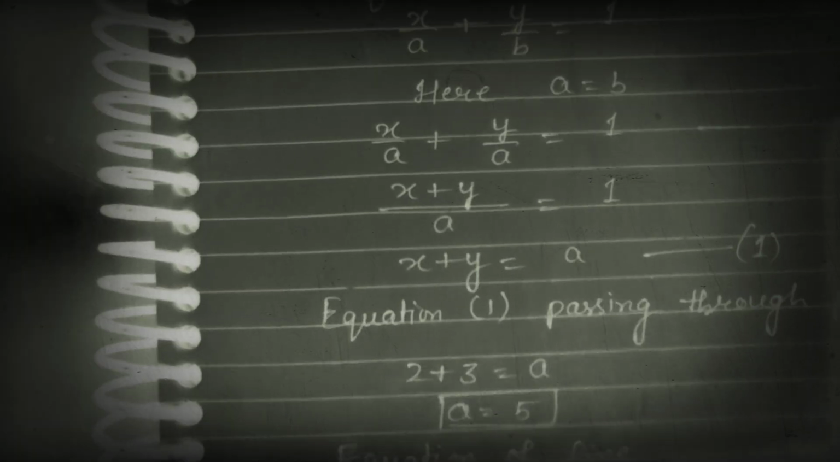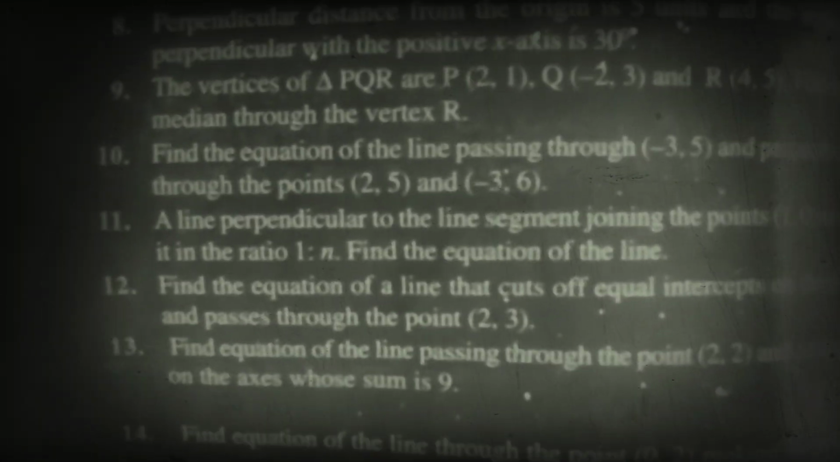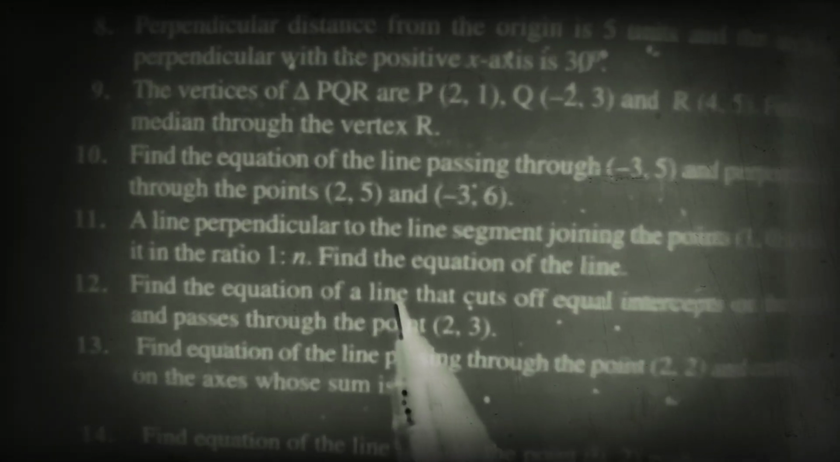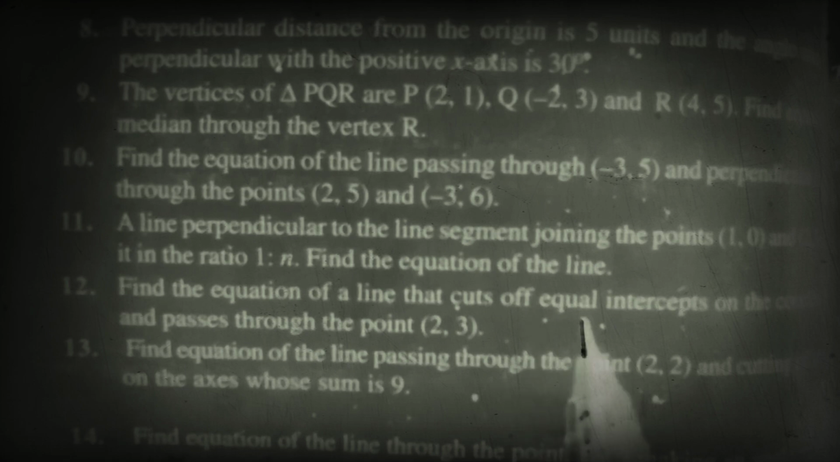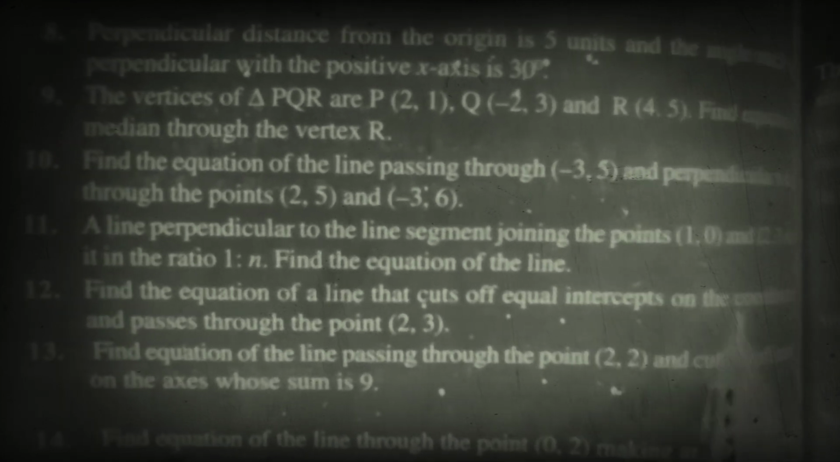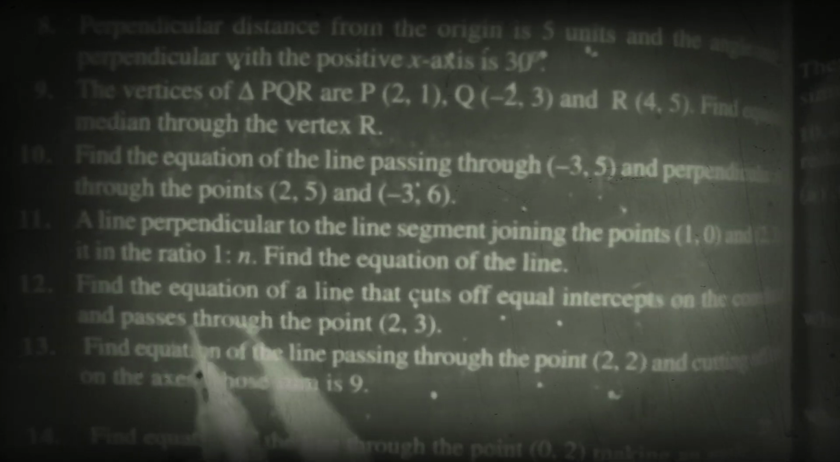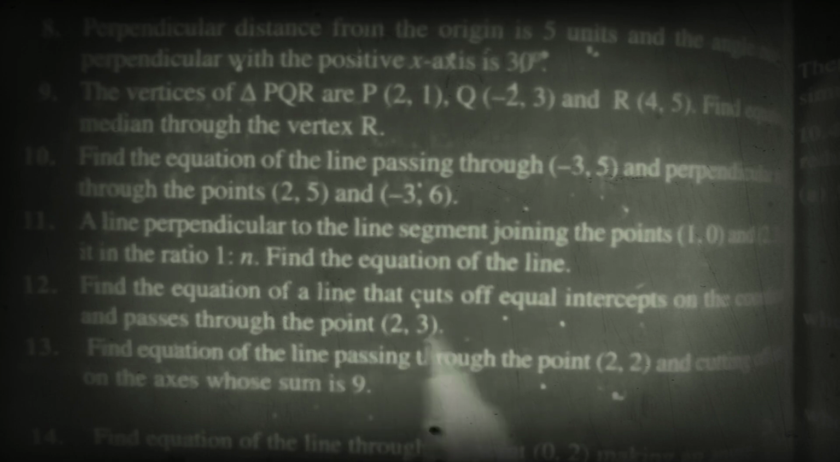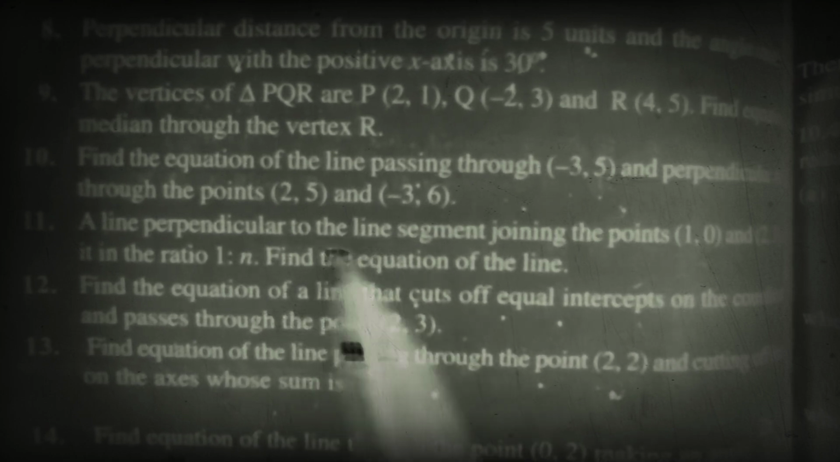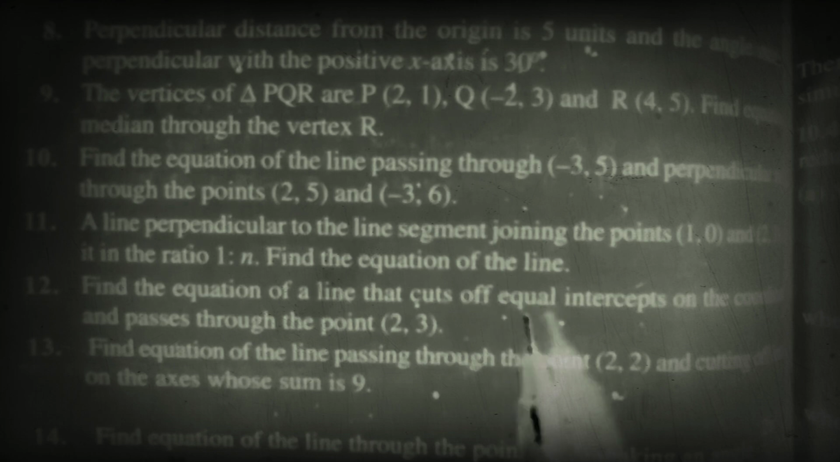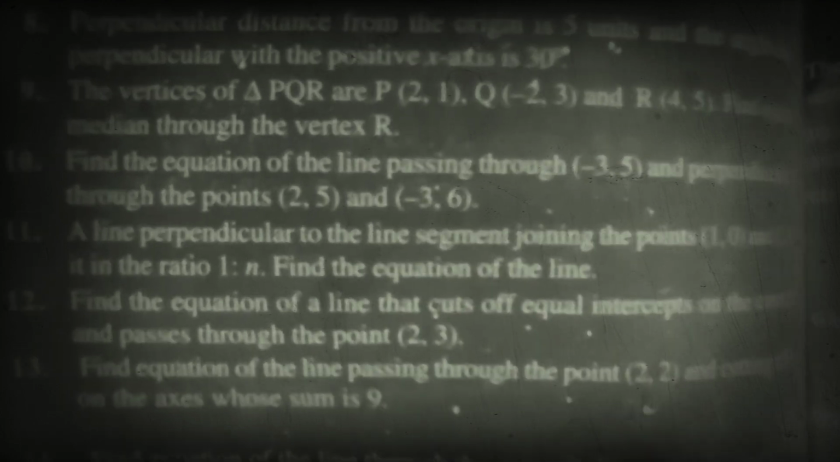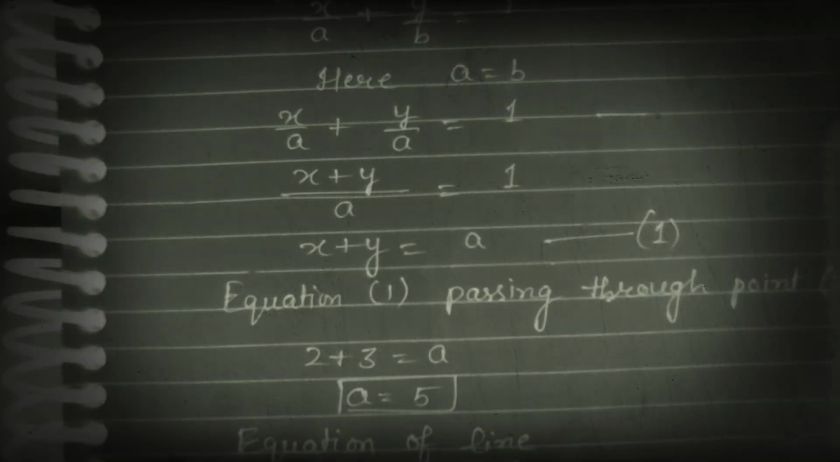Now look at question number 12. In question number 12, find the equation of line that cuts off equal intercepts on the coordinate axes and passes through the point 2, 3. In this question we have to find the equation of line that cuts off equal intercepts. Equal intercepts means, look at this.